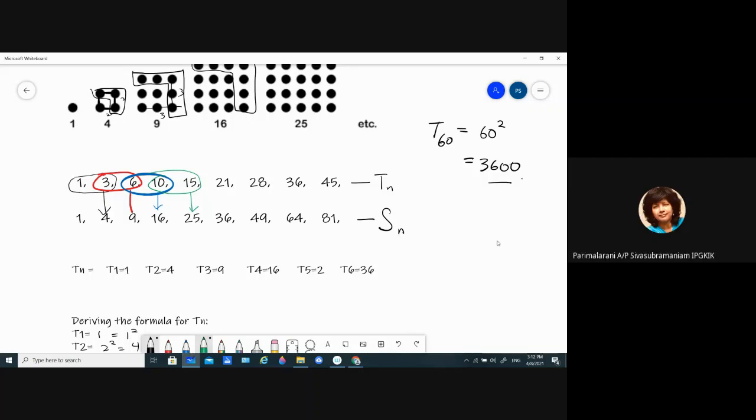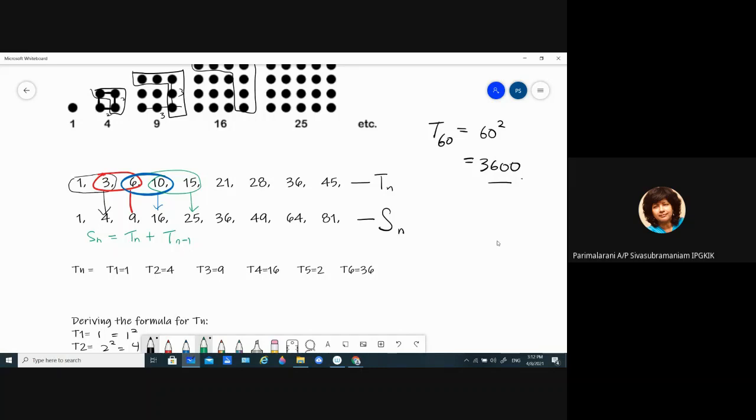So that means the nth square number is also equivalent to the nth triangular number plus the (n minus 1)th triangular number. Is that right? The nth square number is the nth triangular number plus the (n minus 1)th triangular number.